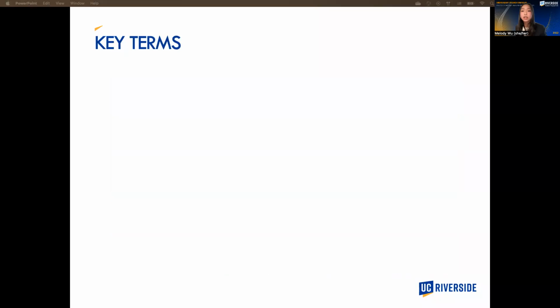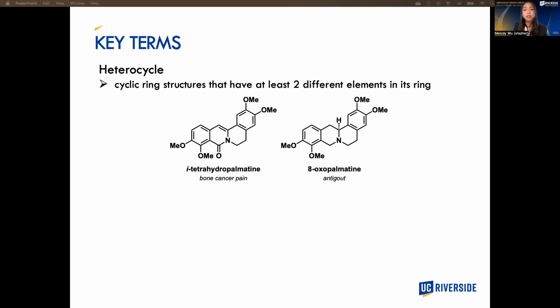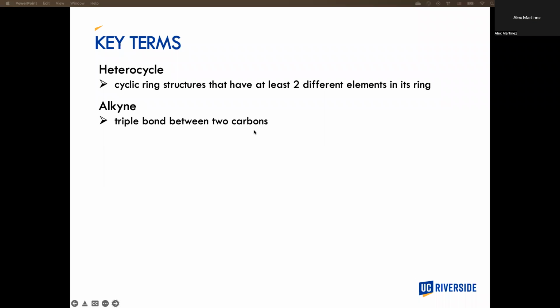And so moving forward, here are some key terms before I dive into the details of my project. And so the term heterocycle is a cyclic ring structure that has at least two different elements in its ring. And so here are some examples of protoberberines that have different substituents on its rings that fall under the category of heterocycles. And so the next term I'll be going over is an alkyne. An alkyne is a triple bond between two carbons. And so in organic chemistry, we don't really explicitly write out our carbons, but it is here for clarification purposes.